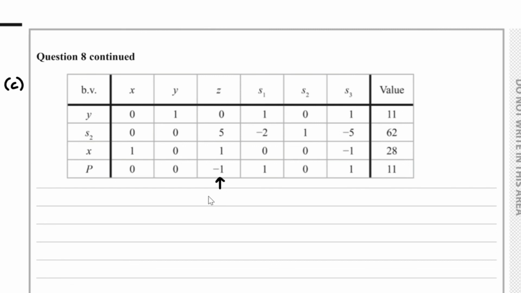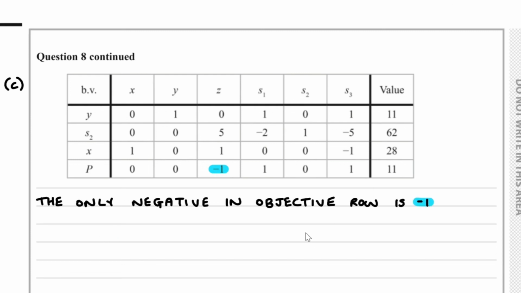And so in our objective row, minus 1 is the most negative entry. So let's just clarify this. This minus 1 is the only negative in the objective row. And from that, we can see then that the pivot is from the Z column.